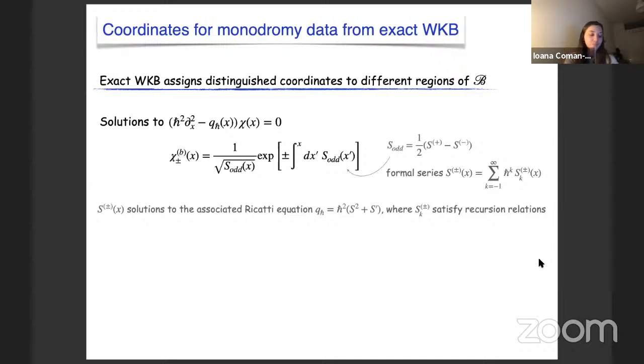So on the one hand, quantization of the Seiberg-Witten curve leads to a differential equation whose solutions can be studied using exact WKB analysis as formal series expansions in the deformation parameter H-bar. Such solutions, normalized to zero of the quadratic differential, can be constructed using a set of recursion relations which determine these formal series S as solutions to the associated Riccati equation.